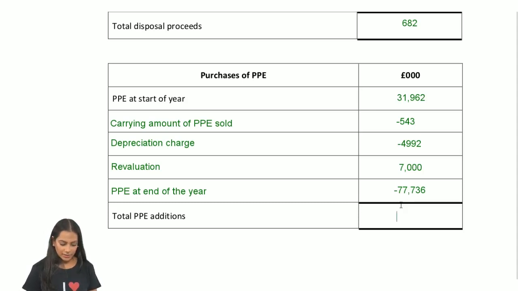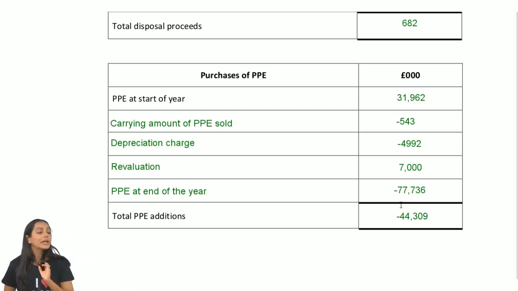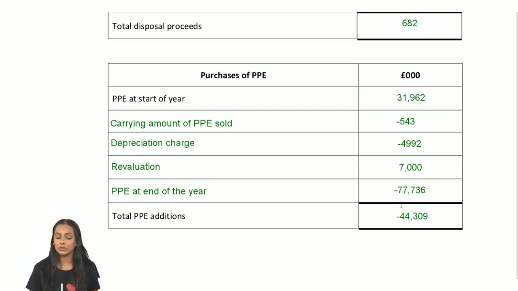So 31,962 minus 543 minus 4,992 plus 7,000 minus 77,736. The net figure I'm getting is minus 44,309. So the amount of money that Chicago paid for non-current assets during the period is 44,309, and this is going to be a cash outflow.